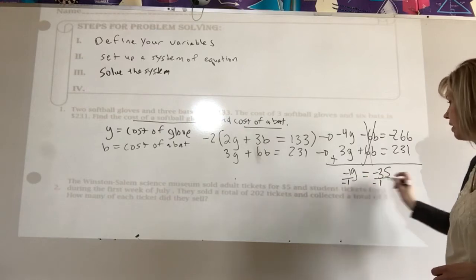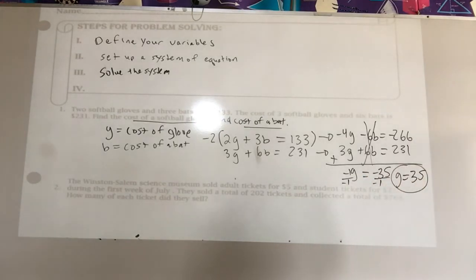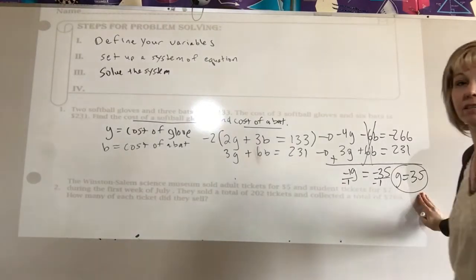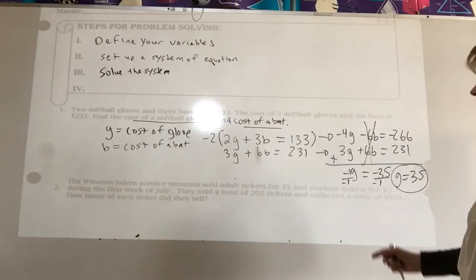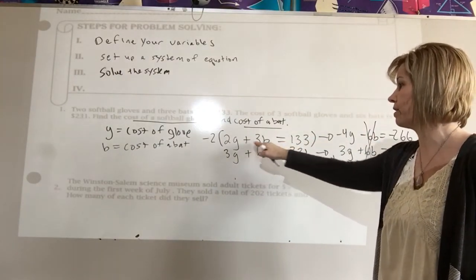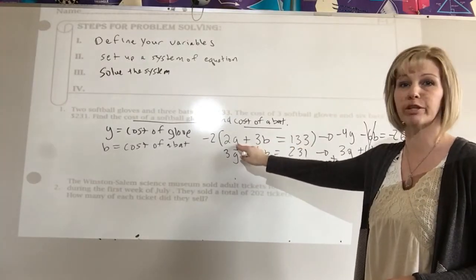So you would get g equal to a positive 35. So after you get g equals 35, think about, okay, what do you need to solve now? Well, you need to solve for the other variable. So I'd go back to the original, probably the smaller one. Let's go to the top one with little smaller numbers. So put 35 in for g.